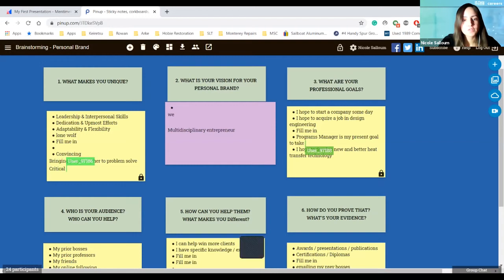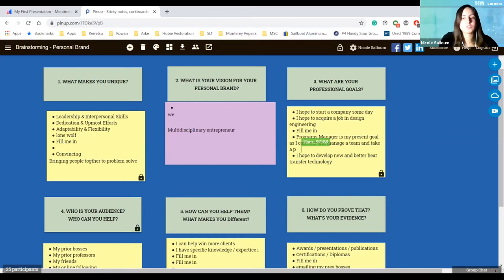What is your vision for your personal brand? Multidisciplinary entrepreneur. I love that one, the person who put this, this is amazing. So basically what you should think of is when you're posting, if you're going to a boot camp or an innovation center, post about it, post about your ideas, try to have surveys to ask people whether they would use the product or the service that you're developing. That way it would show that you're a multidisciplinary entrepreneur, and it would also give you an insight on whether potential consumers would take your service or product.